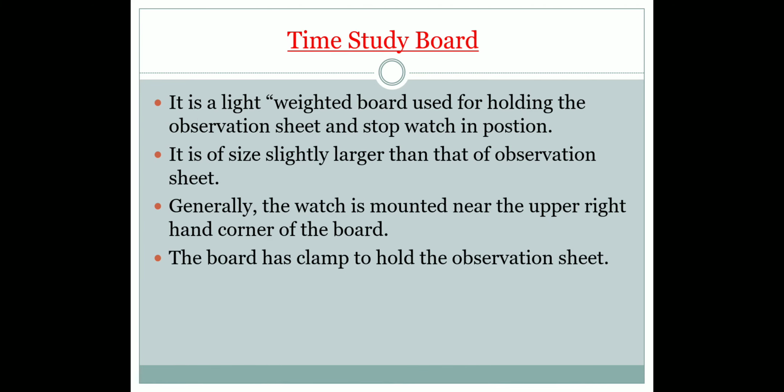The time study board is a lightweight board used for holding the observation sheet and stopwatch in position. Its size is slightly larger than the observation sheet, because the board is holding the observation sheet. Generally the watch is mounted near the upper right-hand corner of the board, and the board has a clamp to hold the observation sheet.